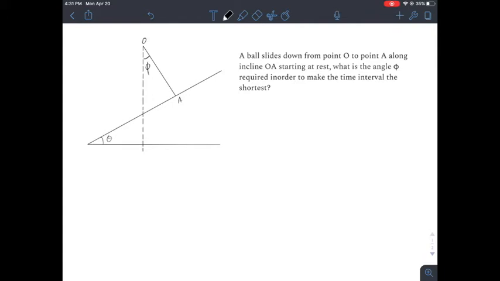So let's pause the video, try it yourself, and then after you try it, come back to the video and I will show you how I did it.